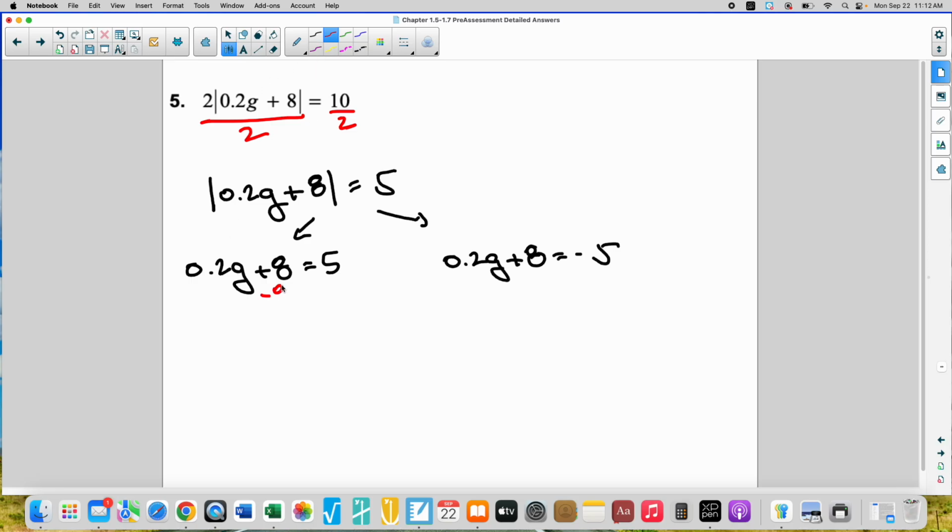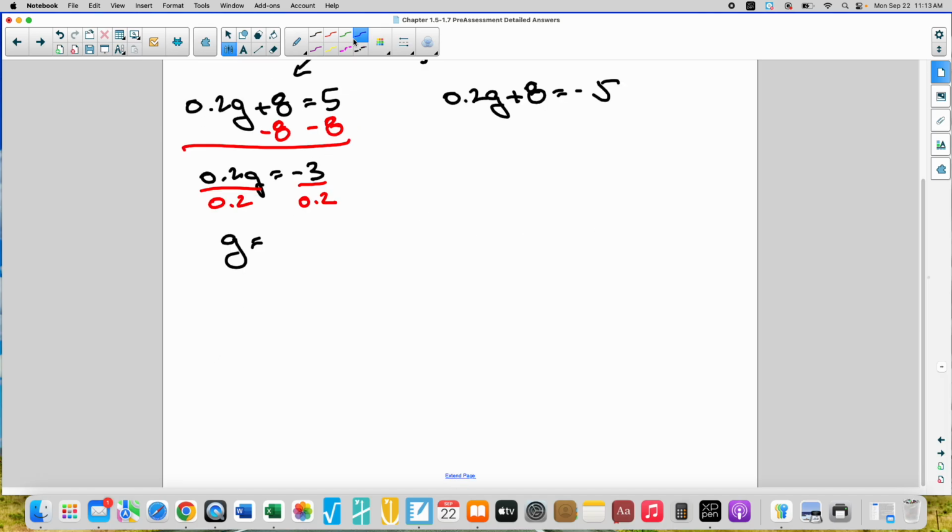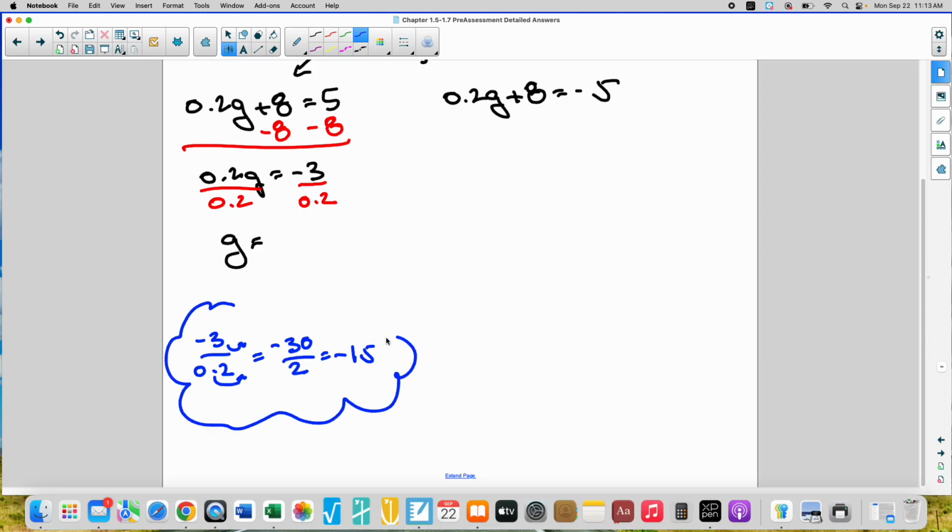Now we're going to solve. Subtract 8. 0.2g equals negative 3. We're going to divide by 0.2, and we get g equals, now here's one where we'll show the simplification, negative 3 over 0.2. I'm going to move that decimal point one place, which gives me negative 30 over 2, which simplifies to negative 15. So my answer is going to be negative 15. That's one of my solutions.